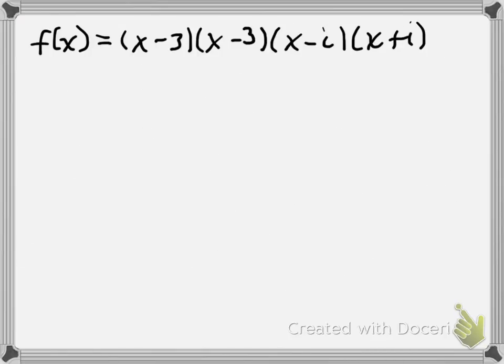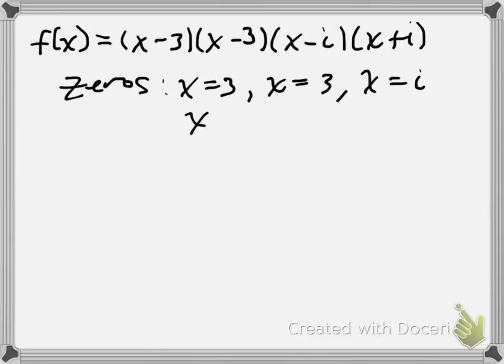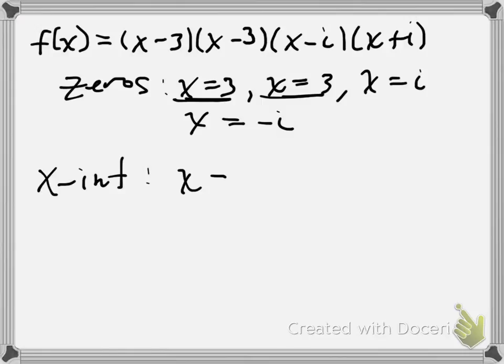Okay, finally for the last one, part C here, again we want to find the zeros. So by now you should know the pattern. So my zeros are going to be x equaling 3, x equaling 3, x equaling i, and x equaling negative i. Alright, so x equaling 3, that zero has a multiplicity of 2, so at the x-intercept x equaling 3 I'm going to have a bounce. And so my x-intercept is x equaling 3.